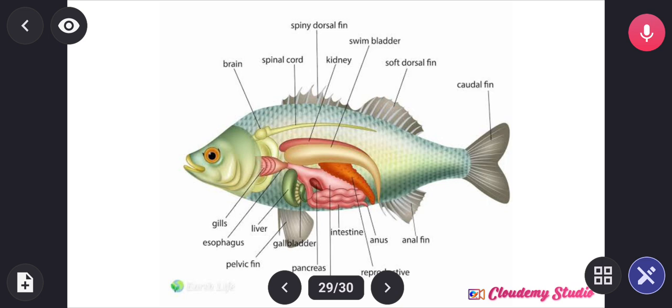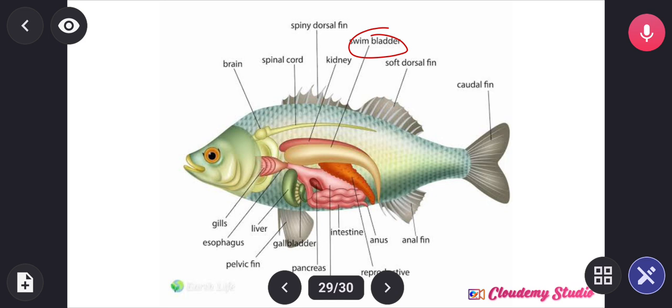So a swim bladder is present, like we have here. We have the swim bladder here, and what does it do? It is used for buoyancy, not for respiration. It is used for buoyancy. And the blood circulation is of single type.